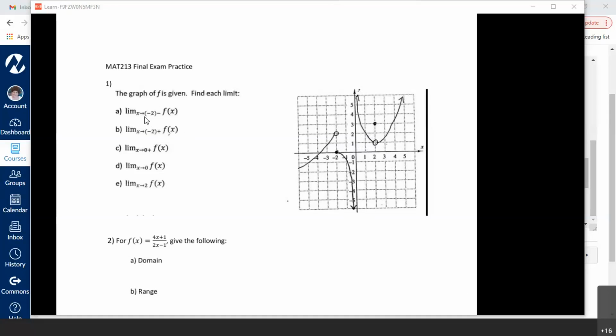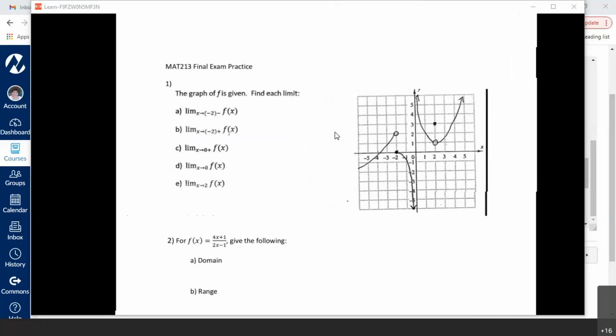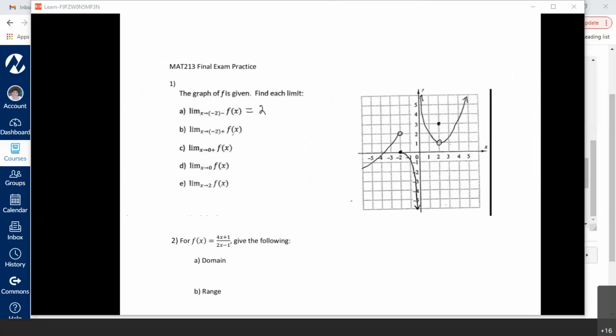First let's review the notation. This says the limit as x approaches -2, and this negative sign means from the left, from the negative part of the x-axis. So I'm approaching -2 from the left. What y value am I getting close to? Well, you can see, even though there's an open circle here, I'm getting closer to the y value 2. So I'm going to put 2 here.